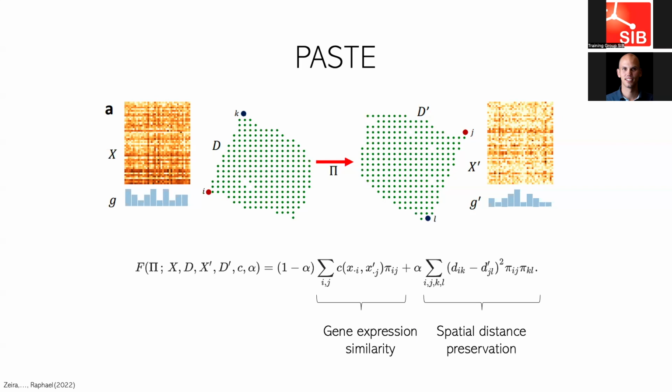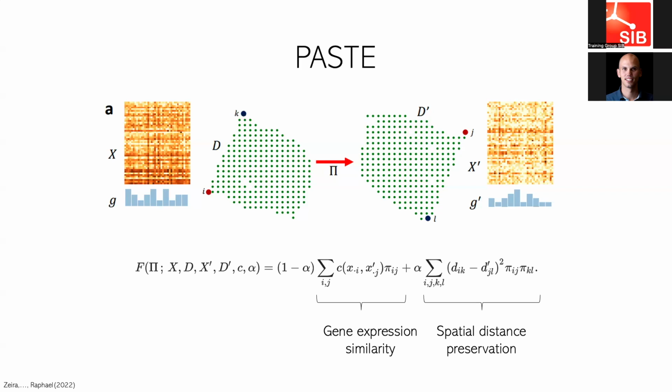What you're trying to optimize in this function is the similarity between the expression of the mapped spots. If your mapping at the end says i and j match, then the expression profile of these two spots or locations should be similar, right? It might not be identical, but it should be very similar. And the other thing is the spatial distance preservation. It's basically saying, if I have a mapping from i to j and a mapping from k to l, then the distance between i and k over here should be proportional to the distance between j and l over here.